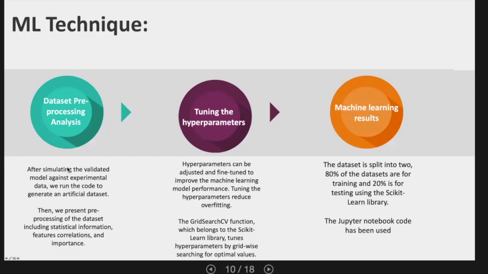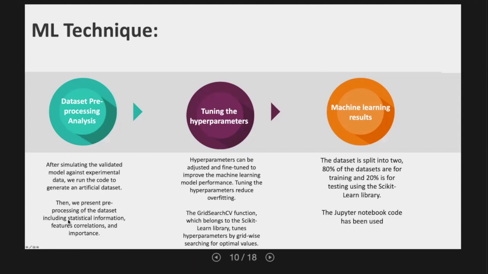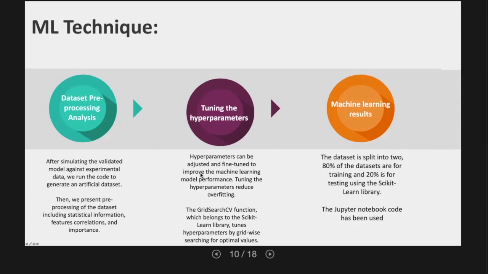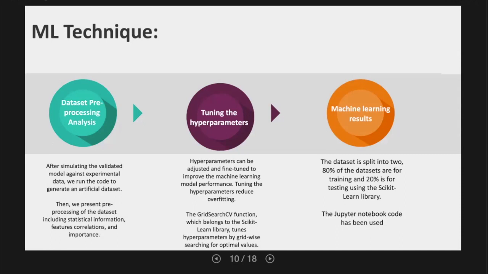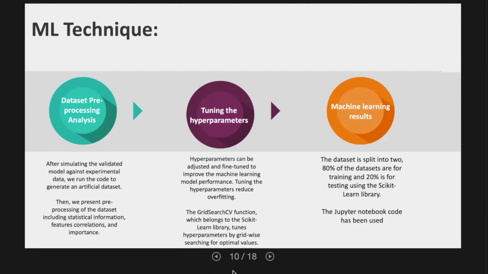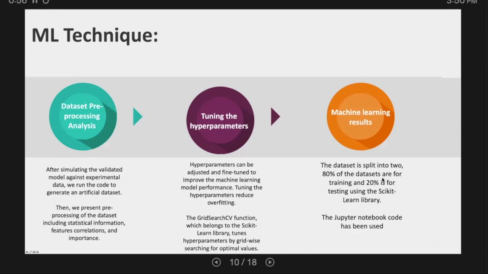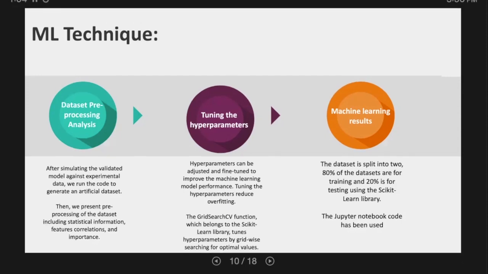The data set comes from the numerical simulation by solving the differential equations. Then we present pre-processing of the data set, including statistical information, as I will show you just after this slide, and hyperparameters, which are useful in reducing the overfitting. And we use the grid search CV function from the scikit-learn library. All of them are available in the open source code. We use the Jupyter notebook. And to solve it, we split the data set into 80 to 20% and run the simulator.